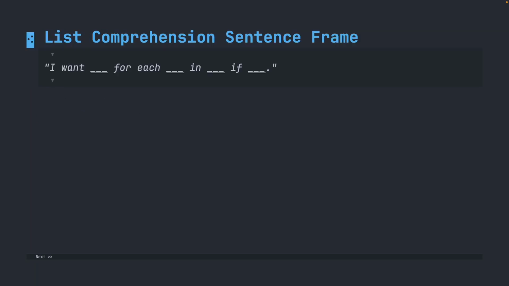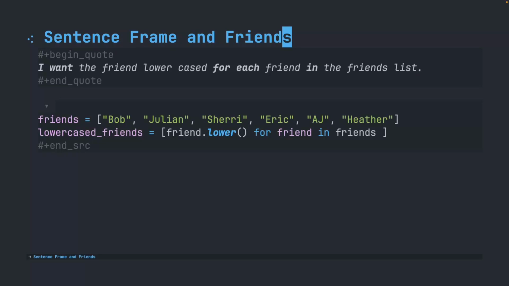I really like to use this idea of a sentence frame. I want blank for each blank in blank if blank. This will make a little bit more sense once we see an example here. Using that sentence frame in our lowercase friends example, the sentence frame becomes, I want the friend lowercase for each friend in the friends list. Here, this is the thing that I want. I want the friend lowercase, so I write friend.lower, and then I write my for loop for each friend in the friends list.